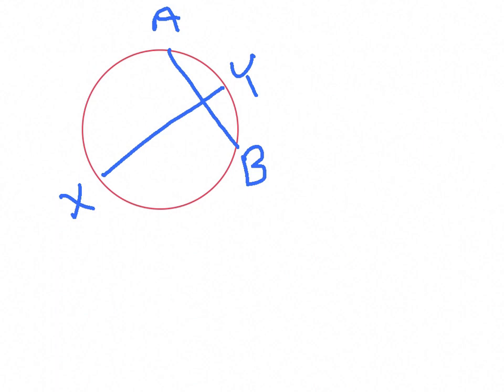So the second part of the theorem says that if you have a chord that is cut by a diameter into two equal pieces, so in our diagram that would be AZ is equal to ZB, then that diameter must be perpendicular to the chord. So it's just the reverse of the original theorem. So how would you write that?